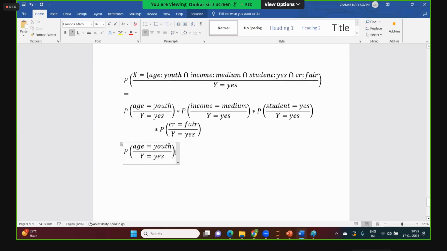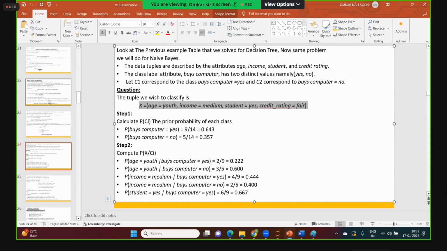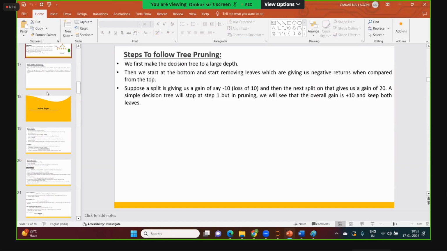Now, what is the meaning of this? Tell me. Out of yes cases, how many have age equal to youth? Tell me, first of all, how many yes cases are there? Only 9. Out of 9, how many have age equal to youth? Now go to your question. Only 2.